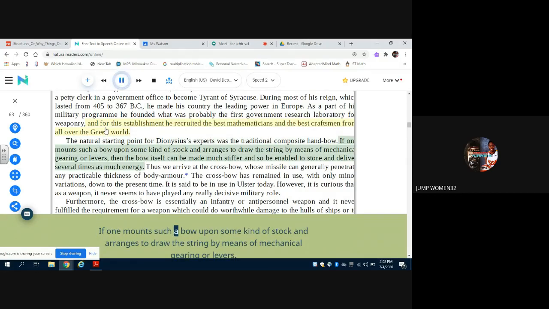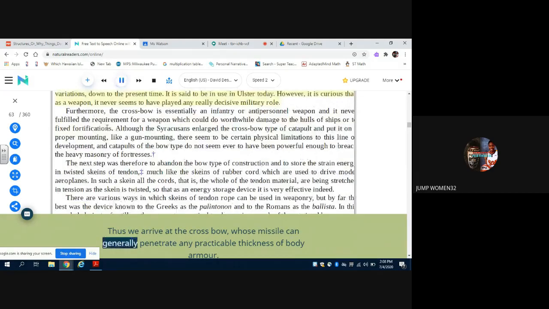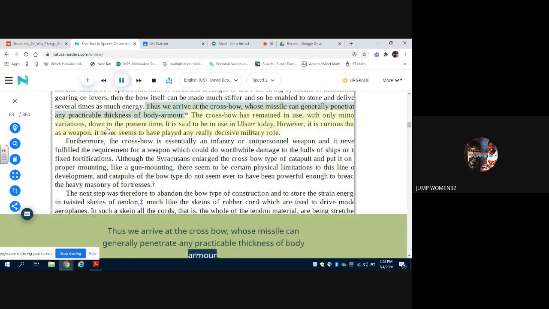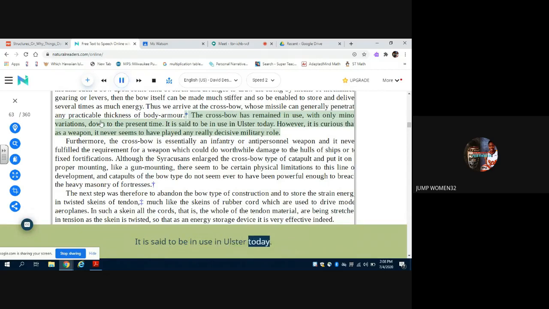If one mounts such a bow upon some kind of stock and arranges to draw the string by means of mechanical gearing or levers, then the bow itself can be made much stiffer and so be enabled to store and deliver several times as much energy. Thus we arrive at the crossbow, whose missile can generally penetrate any practicable thickness of body armor. The crossbow has remained in use, with only minor variations, down to the present time. It is said to be in use in Ulster today.